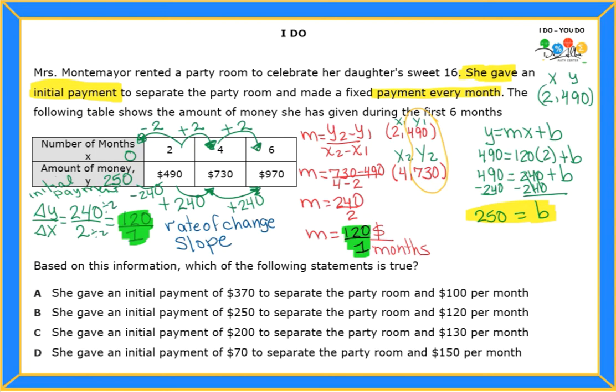Okay, so let's look at the answer choices. Which answer choice is the one that tells you that she will pay $120 per month, and that she's already given an initial payment of $250? So everything seems the same, but the one that says 250 is right here, and 120 per month. So my answer will be letter B for that one.